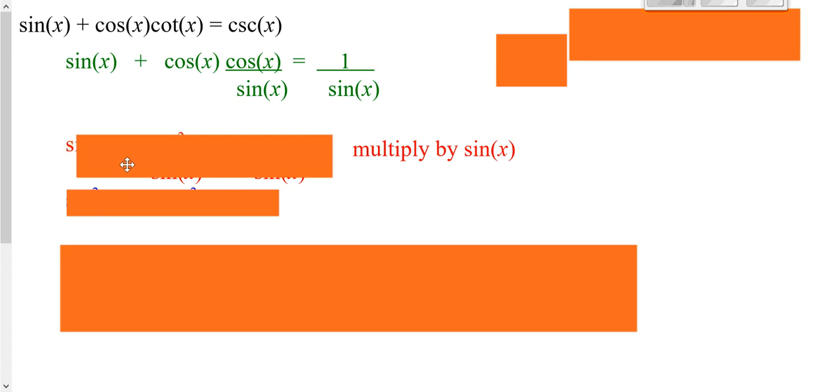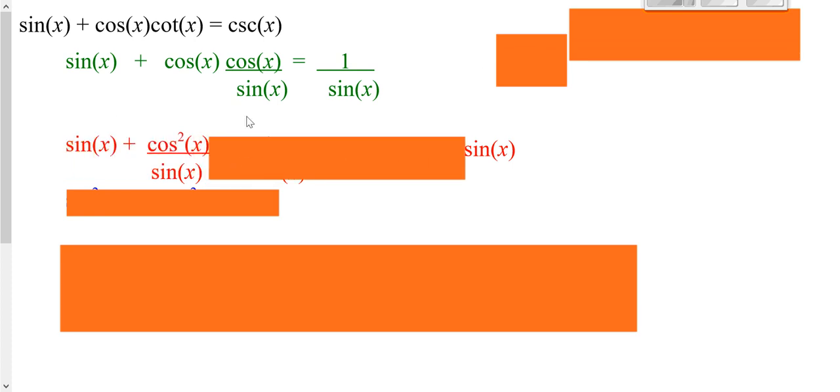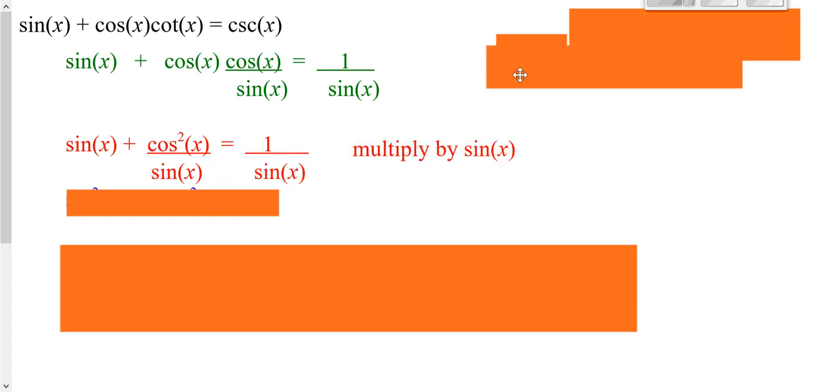Now over here on the left side, we have a fraction times a fraction, so you multiply the top, multiply the bottom, and here we have this on the right side. Now you'll notice that our common denominator is sine of x. So we could multiply everything by the sine of x, on both sides.